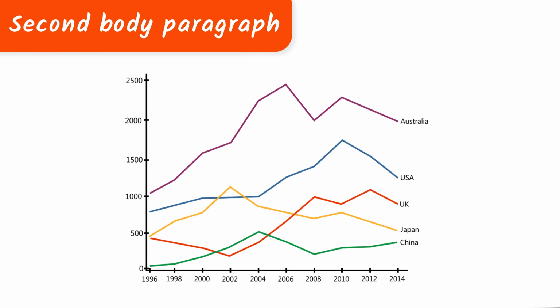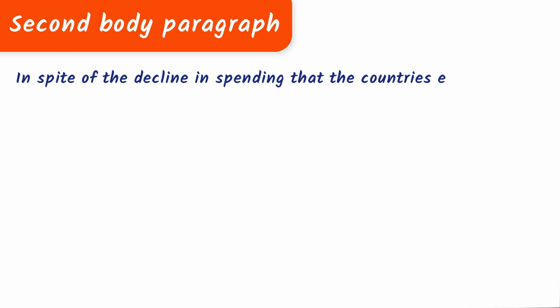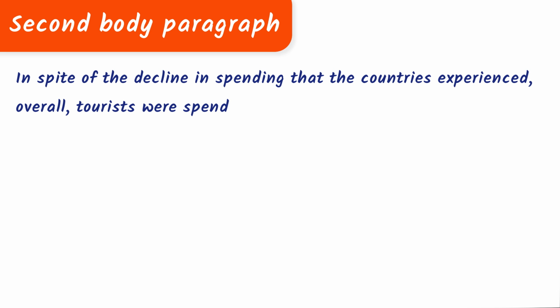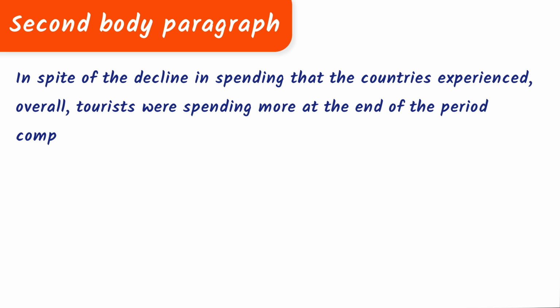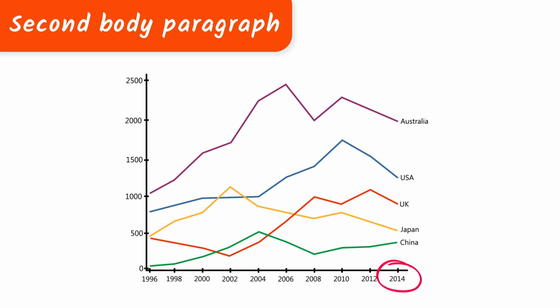All right. Now, in second body paragraph, we are going to talk about decline in tourists in 2014. So we're going to write about the end of this graph. So I start this paragraph with a phrase like, in spite of the decline. In spite of the decline in spending that the countries experienced, overall, tourists were spending more at the end of the period compared to the beginning. This is very important. When you write about a graph which is during a period of time, it's a good idea to write about the end compared to the beginning.